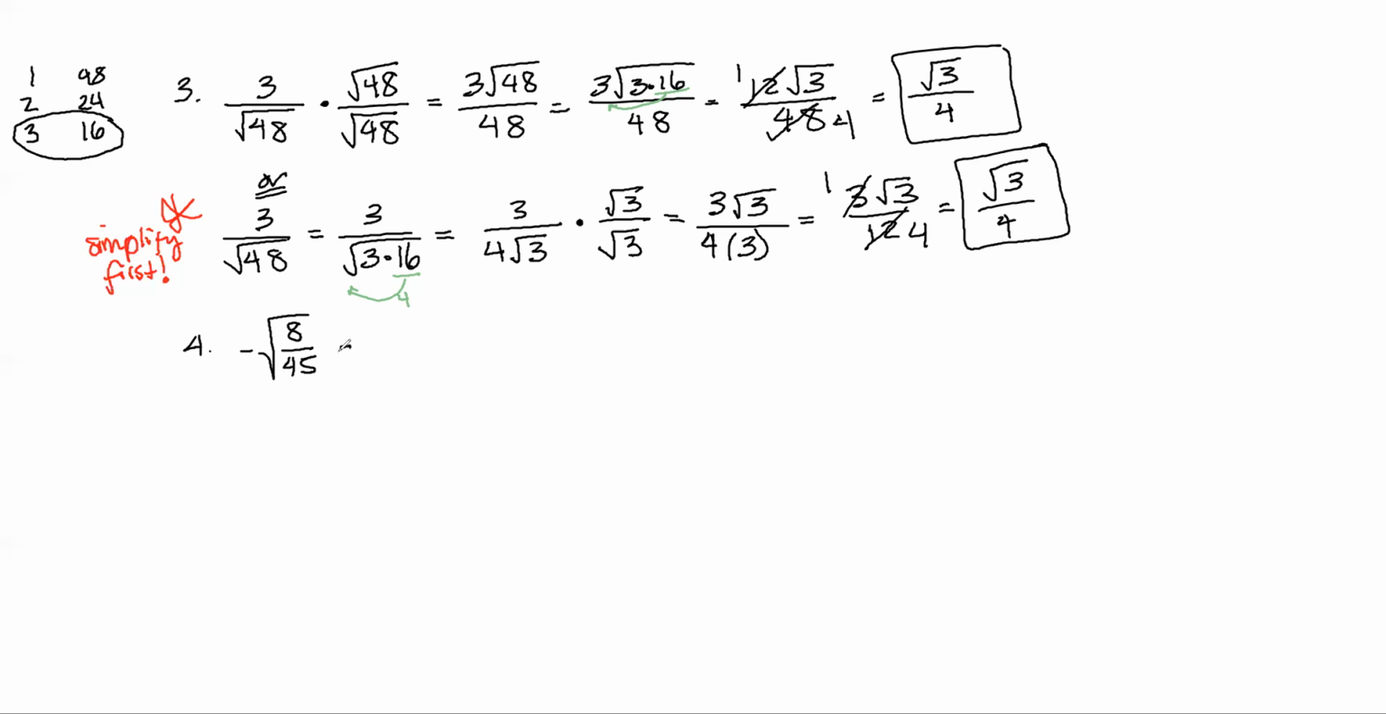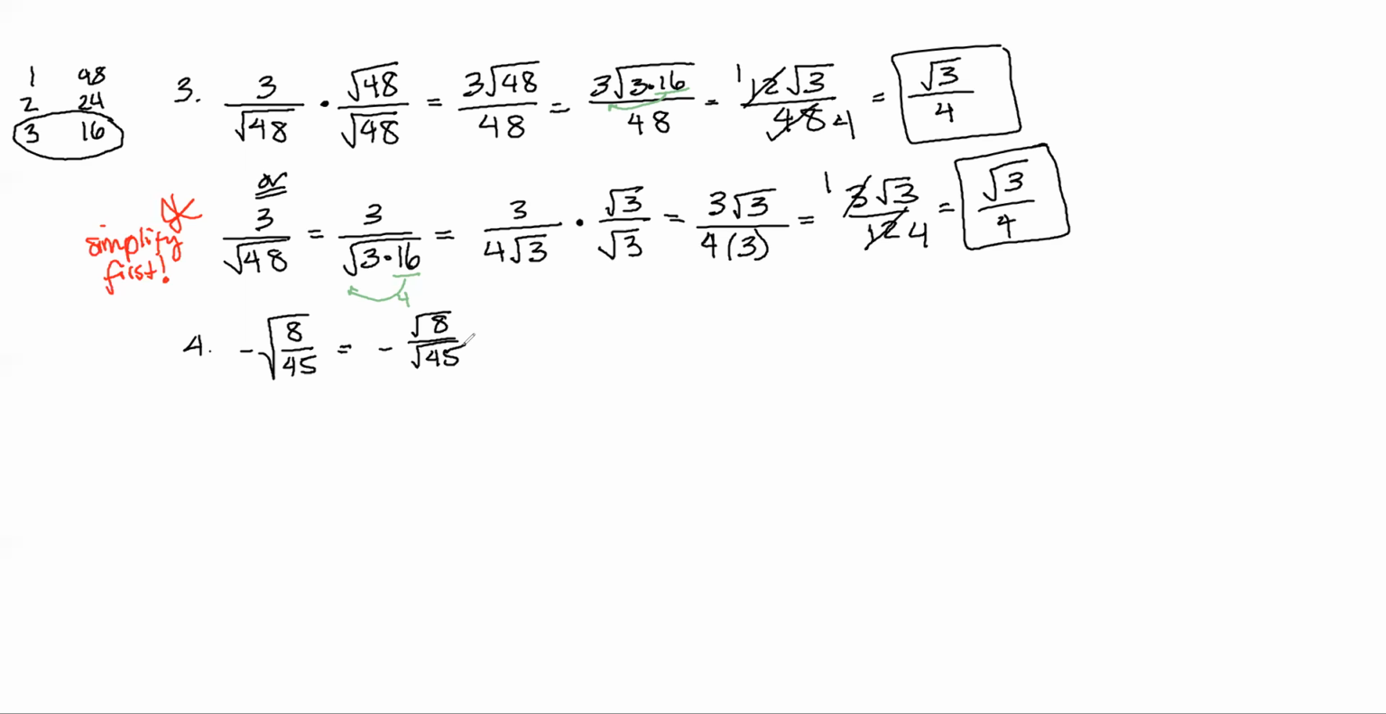So first thing we want to do is use our quotient rule with radicals and split this up. So I'll leave that negative out in front. That's just going to kind of hang out the whole time. And then on top, we're going to have the square root of 8. On the bottom, we have the square root of 45.